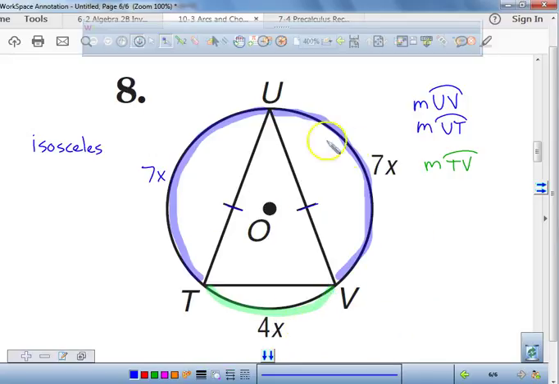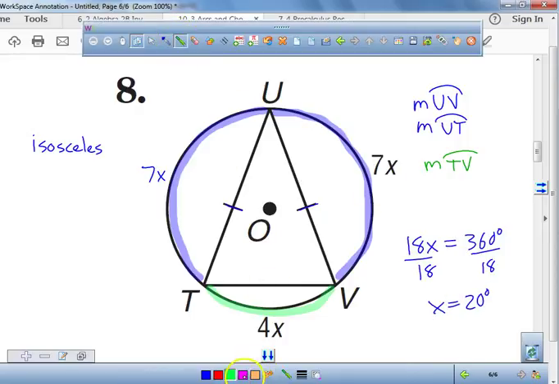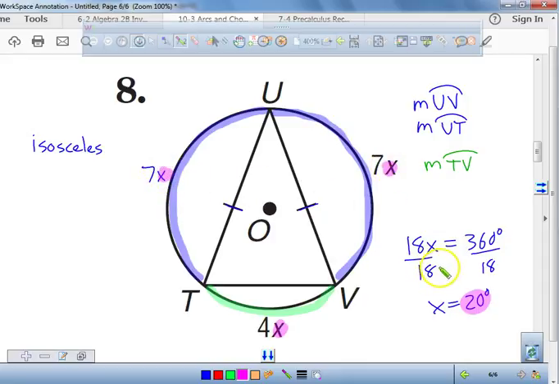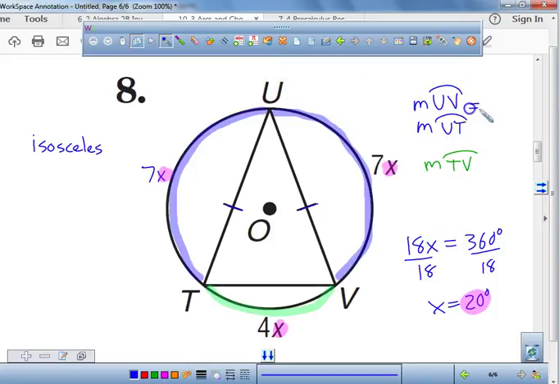So how many x's do we have all together? Total of 18 x's. We set it equal to 360. Divide both sides by 18, and x equals 20. But once again, we are not done. We have to take that 20 and plug it in right there, right there, and right there. Really only have to do 1 with 7. So we do 7 times 20, and that gives us 140, which means this also has to be 140.